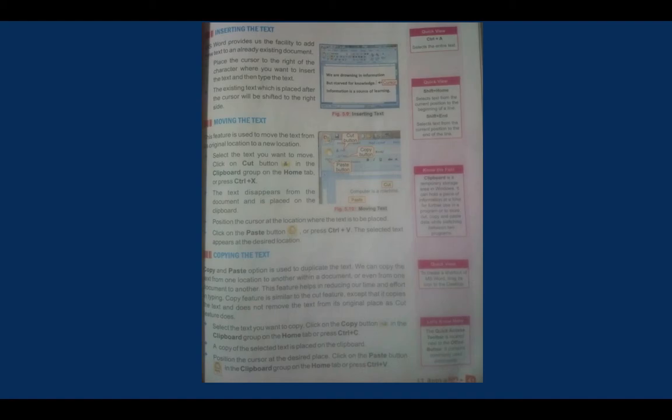Now on the same page, page 41, there is a quick view. Shift plus Home selects text from the current position to the beginning of a line, and Shift plus End selects text from the current position to the end of the line. Okay. Shift Home means it will bring your cursor to the beginning of a line, and Shift End means it will bring your cursor to the end of the line. So this way, Shift Home and Shift End.